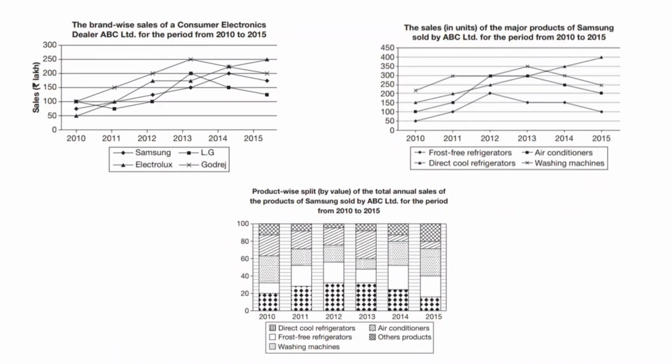So this is one more graph. We shall solve it now. Just pause the video and try to comprehend and analyze this. Here in the first one, it's given that the brand-wise sales of a consumer electronics dealer of a company for the period from 2010 to 2015 is given. Samsung is denoted with this symbol, LG is denoted with this one, and Electrolux is with the triangular symbol.